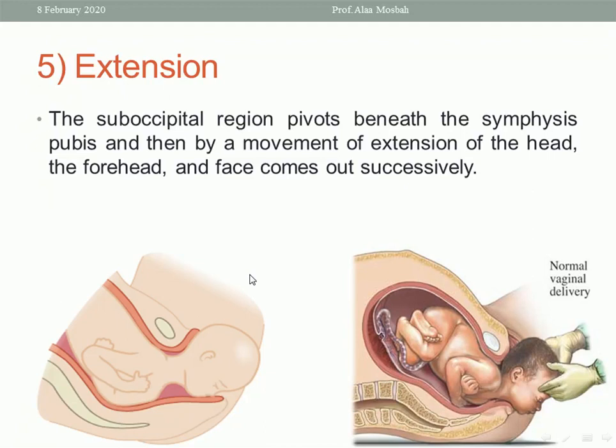The next step is called extension of the head. The head is delivered in extension. The suboccipital region pivots beneath the symphysis pubis, and then by movement of extension of the head, the forehead and face come out successively, as you see in the picture here, the delivery of the head in extension.